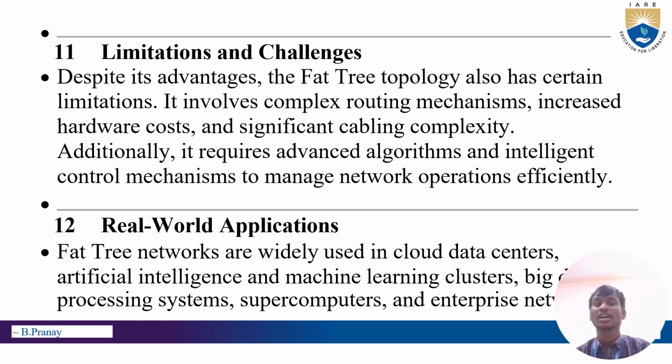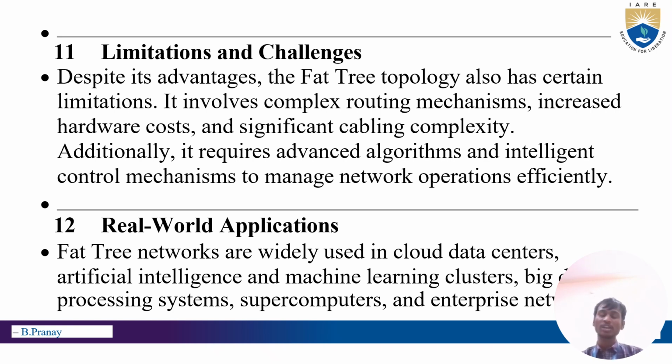Limitations and challenges. Despite its advantages, the fat tree topology also has certain limitations. It involves complex routing mechanisms, increased hardware costs and significant cabling complexity. Additionally, it requires advanced algorithms and intelligent control mechanisms to manage network operations effectively.